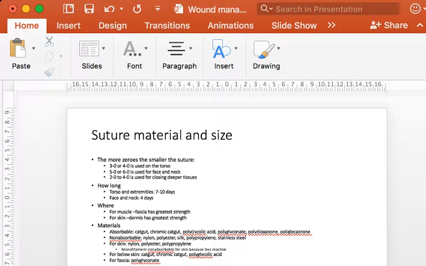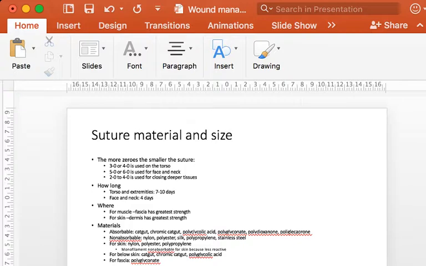In terms of sutures, you can choose the size of the suture. The more zeros there are, the smaller the suture. So 3 zeros or 4 zeros is relatively large. It's used on the torso. 5 zeros or 6 zeros is relatively small. It's used for the face or neck. 2 zeros to 4 zeros is quite large. It's used for closing deeper tissues. You tend to leave sutures in for over a week on the torso and extremities, and on the face and neck 4 days.